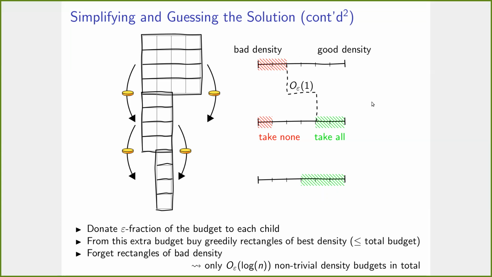And by doing some work, you can show that the number of non-trivial densities that remain is actually just of the order of log n. And as I showed you earlier, for order log n budgets, we can actually guess all of these. So given this better structure, we can guess all the densities, and all the budgets that we need to know, and then we can recover the solution for all rectangles that intersect with a particular unit of time.